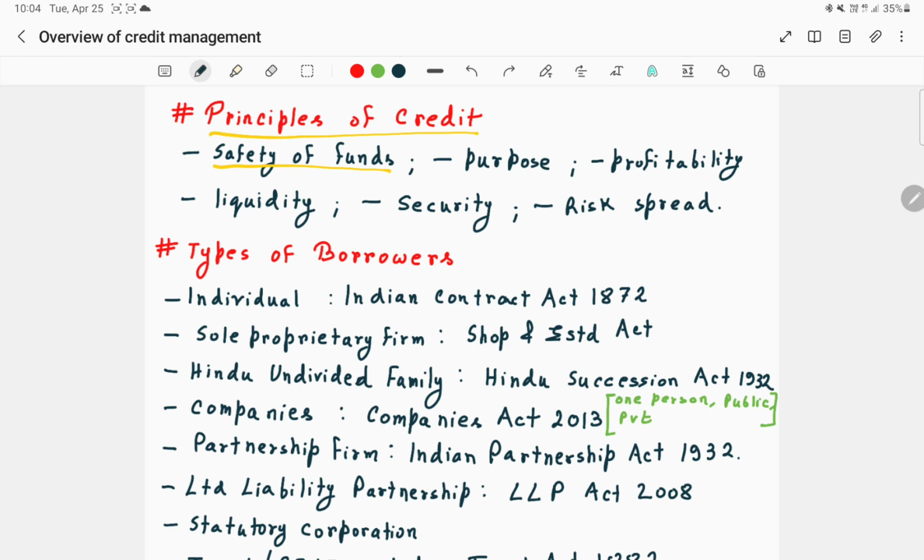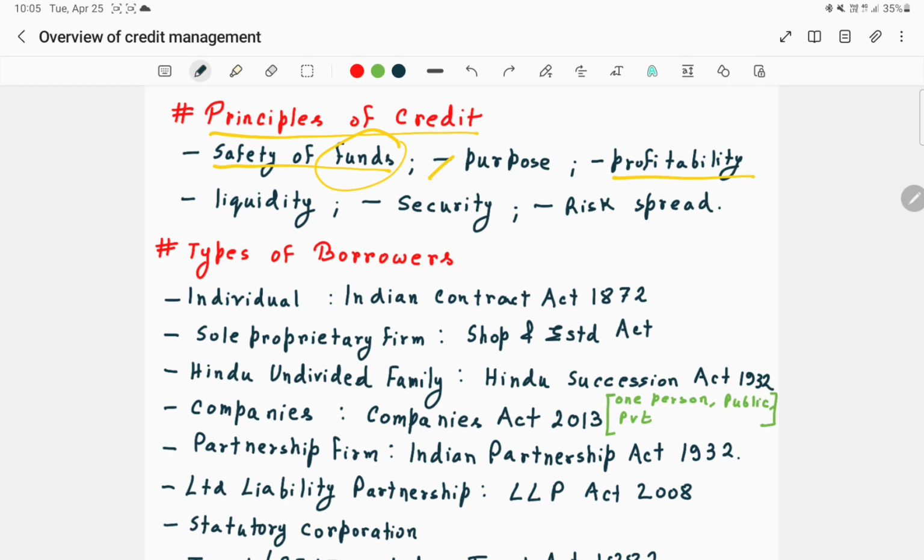You have to make sure that the person is not a criminal or a terrorist, and the money that he is taking is used for proper reasons, right? So the funds are safe, they are not used for any cheat kind of things. Second, the purpose. Suppose someone comes and tells you that they want to take an education loan, so the money has to be used for education purpose only. They cannot make a house or start a business with that money.